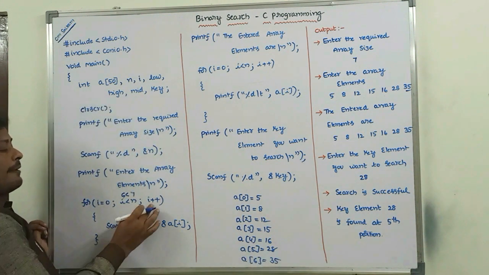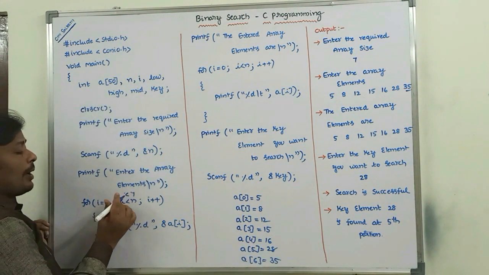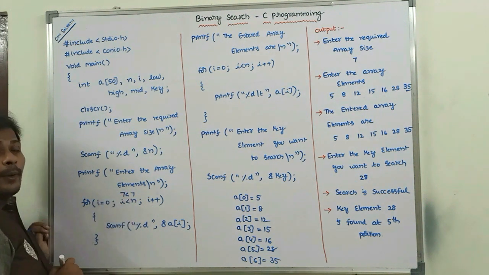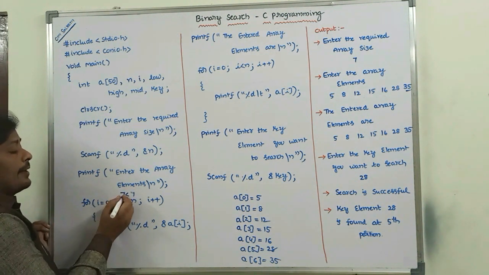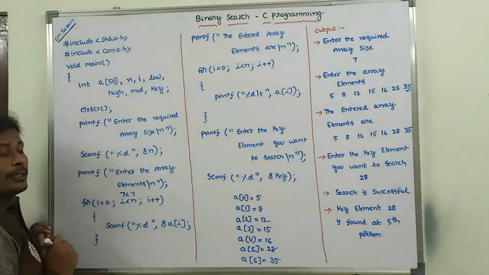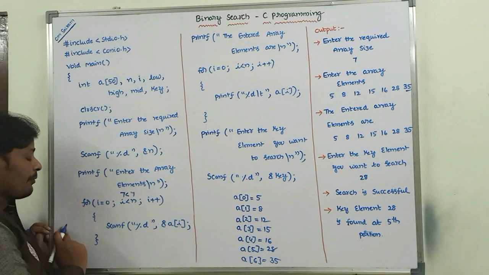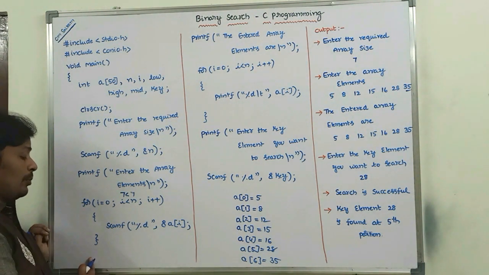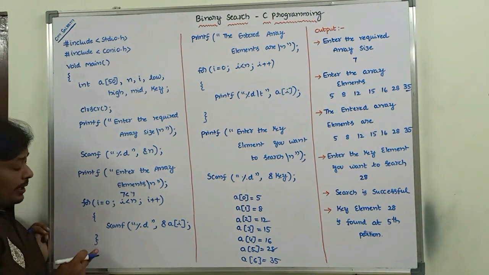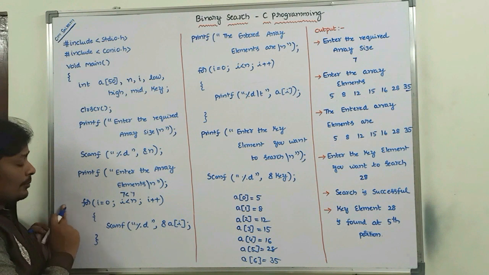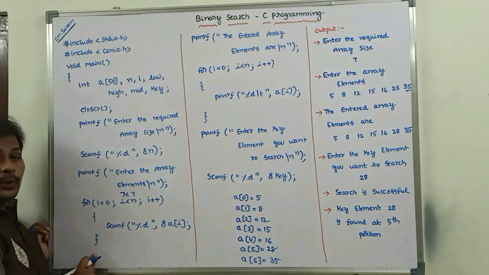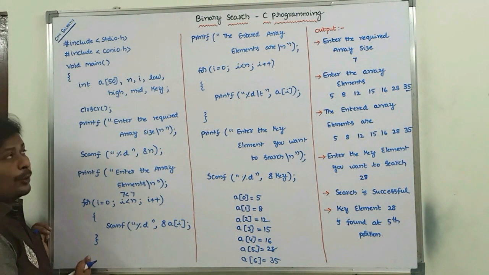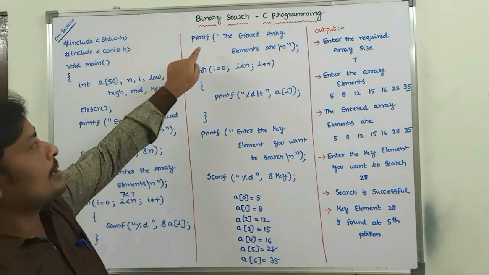Next, i is incremented. Now i becomes 7. 7 less than 7, so the condition is false. If the condition is false, the control goes to the next statement after the for loop. So the for loop starts here and ends here. The program control goes to the statement after the for loop.